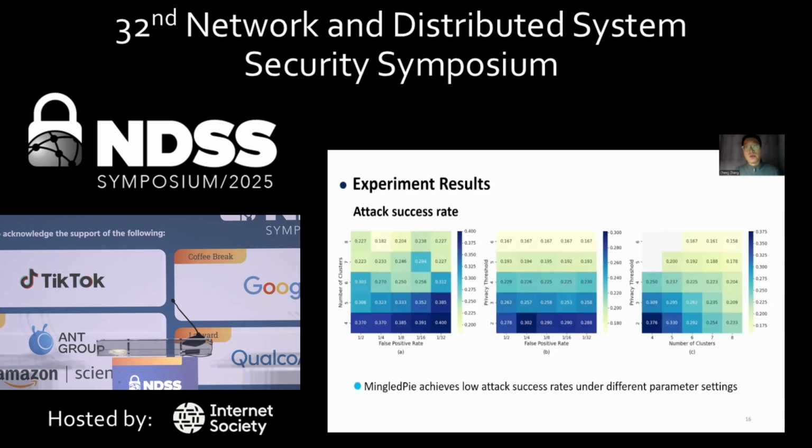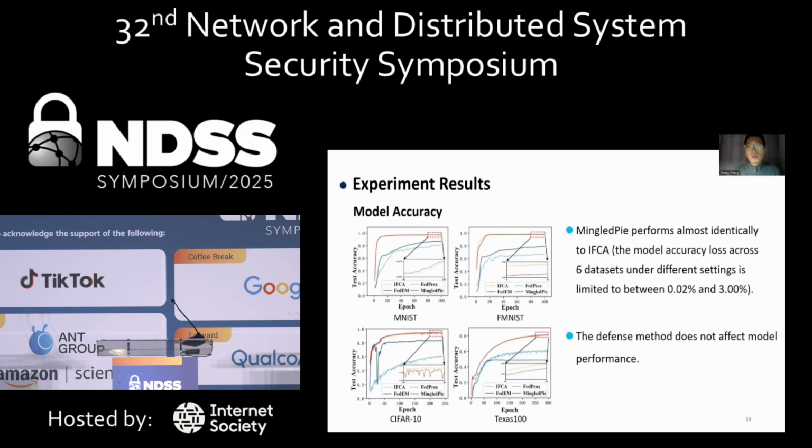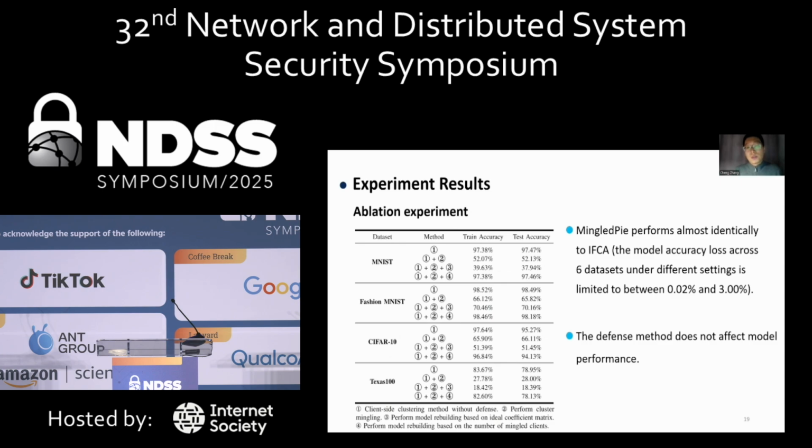In the experiments, we evaluate the success rate of the attacker's inference of the top-1 label on the client. The results demonstrate that MingledPie achieves a lower attack success rate. In contrast, client preference in an undefended approach will almost certainly be inferred. We also evaluate the cluster model accuracy on 6 datasets, and the results show that the accuracy loss caused by our defense method is limited compared to baselines. We also prove this in the convergence analysis in the paper. Finally, ablation experiments also show the effectiveness of our cluster model rebuilding method.